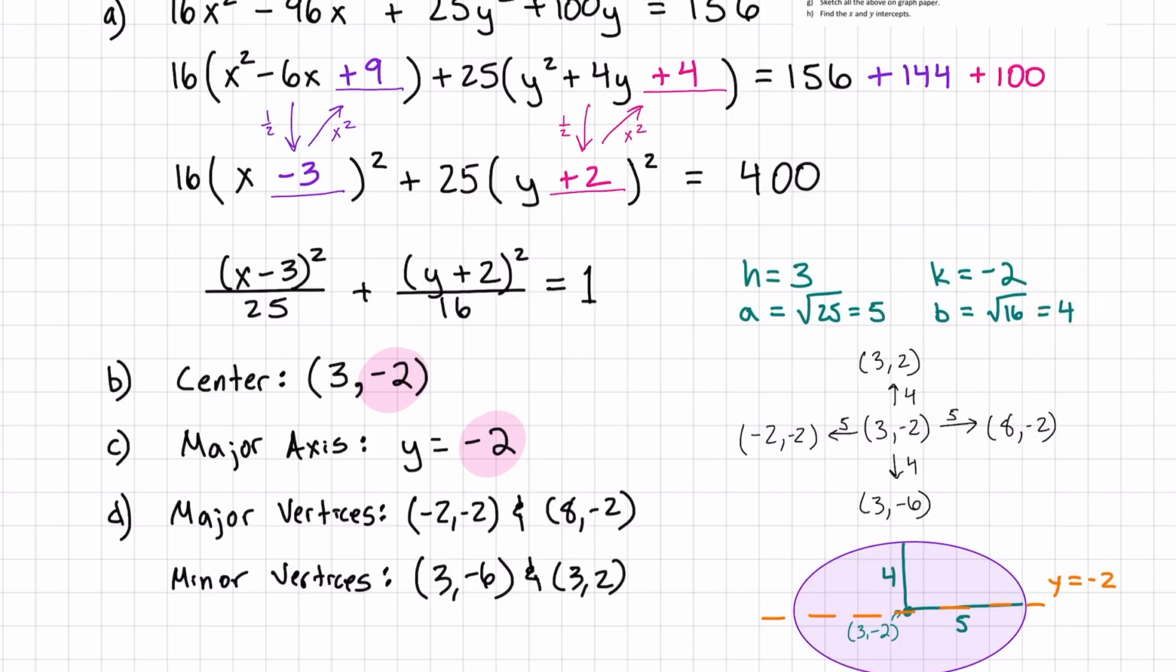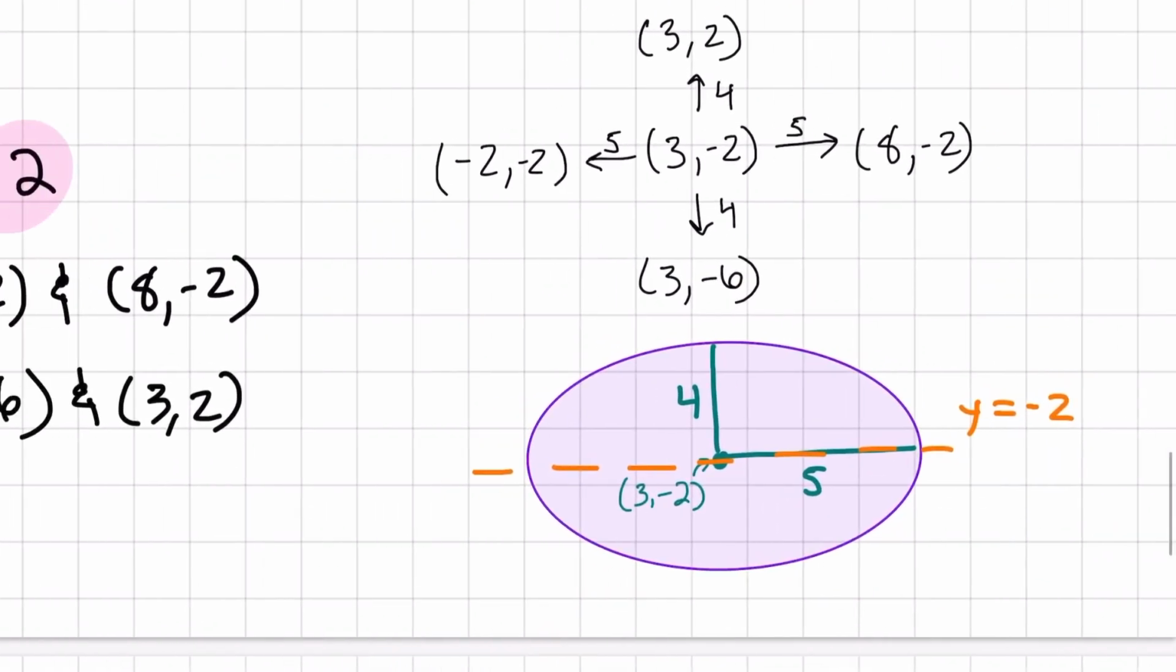So I can use that information to make our ellipse. So I have my center at 3, -2. For my major axis, I'm going to go right and left 5. And so I get 8, -2, and -2, -2. For my minor axis, I'm going to go up and down 4. So up 4, add 4 to the y, and we get 3, 2. Subtract 4 from the y, and now we get 3, -6. So there I have my 4 vertices.